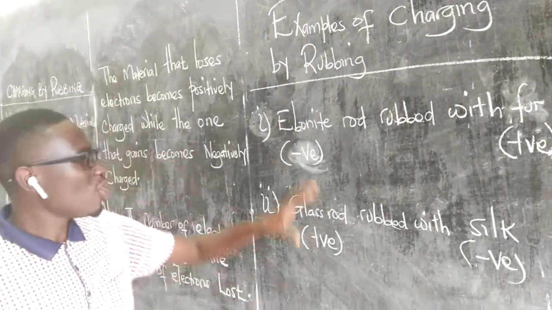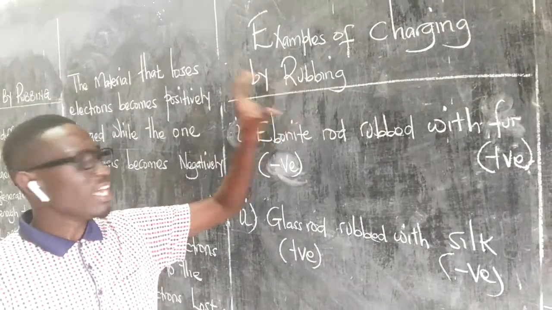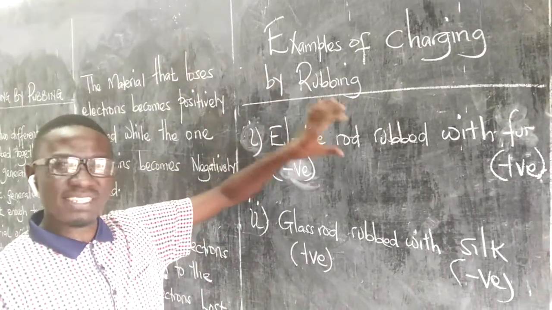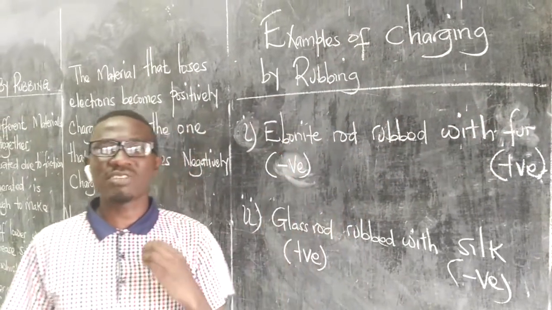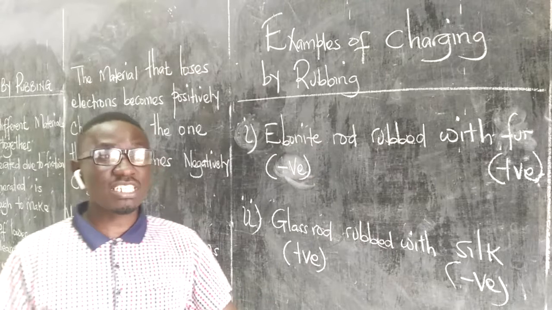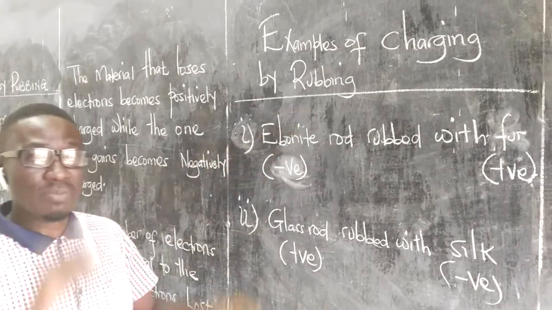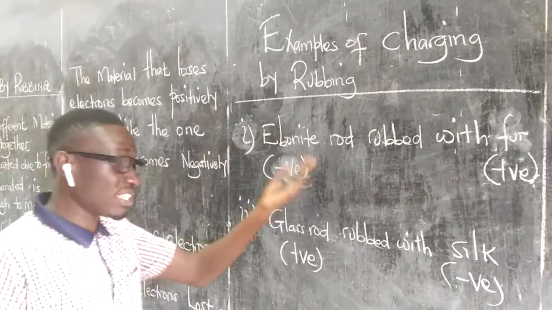So therefore, when you rub an ebonite rod, a polythene rod, a plastic rod with fur or hair, hair will become positively charged or fur will become positively charged, whereas the ebonite rod will become negatively charged because it gains electrons.